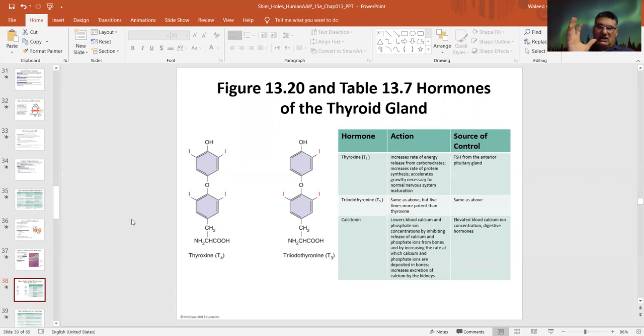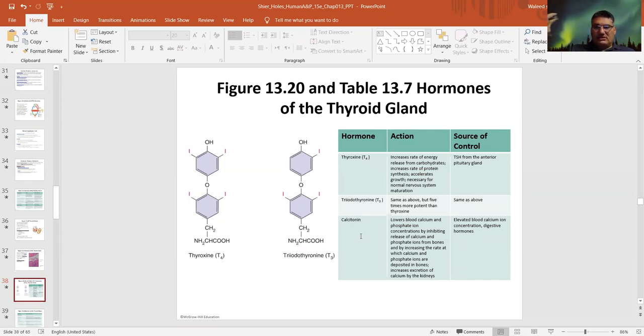So remember this. In adulthood, I already told you, all these things are going to increase, but in the fetus, it's more the maturation of the nervous system. The third one that comes from the thyroid is calcitonin, and from the name, calcitonin, decreasing calcium, lowering calcium. This is a hormone that lowers calcium level in the blood, which is the opposite of parathyroid hormone that I talked about before.